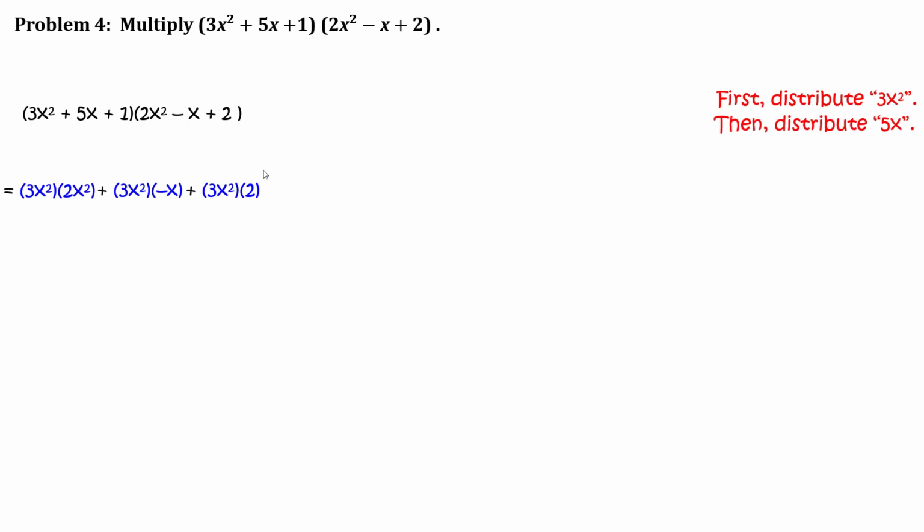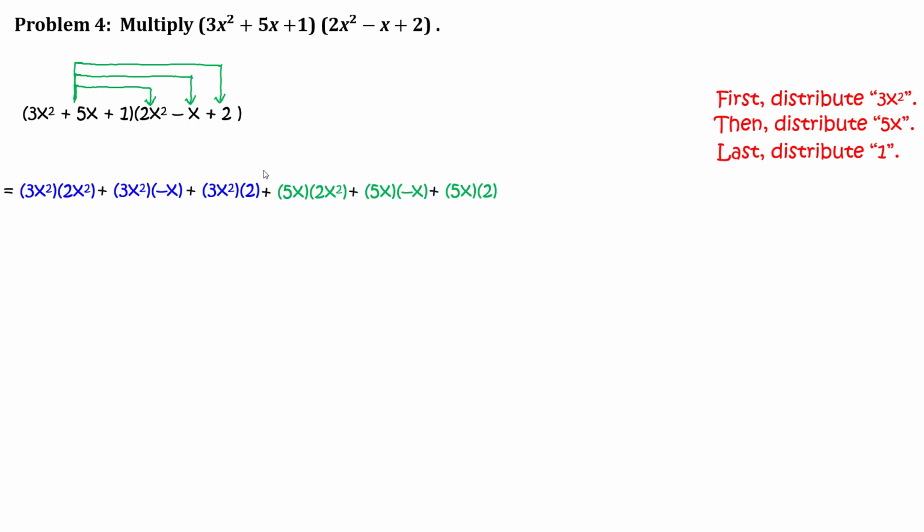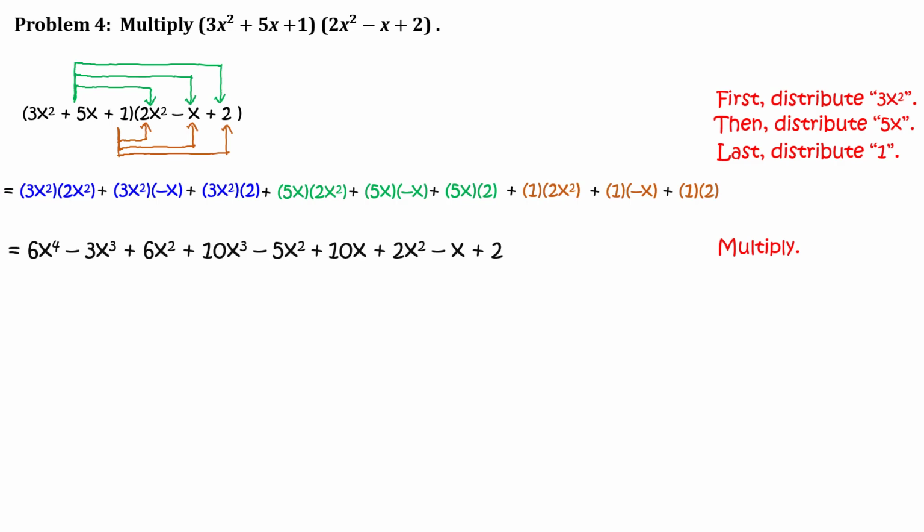Then I'm going to ignore the 3x squared and the 1 and then distribute the 5x. 5x times 2x squared plus 5x times negative x plus 5x times 2. Then I'm going to ignore the 3x squared and the 5x, and I'm going to distribute the 1. 1 times 2x squared plus 1 times negative x plus 1 times 2. Okay. Then I'm going to multiply. 3x squared times 2x squared is 6x to the 4th. 3x squared times negative x is negative 3x cubed. 3x squared times 2 is 6x squared.